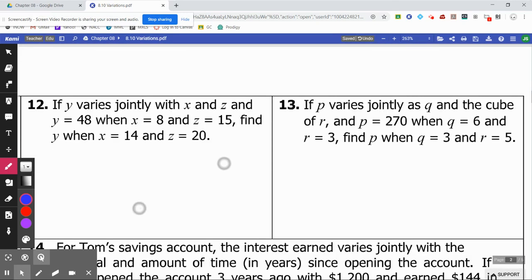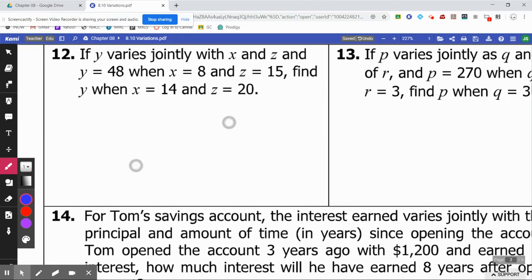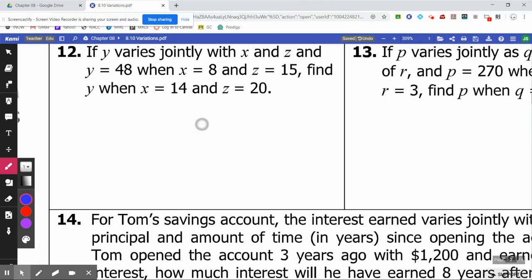Okay, number 12. Now we're dealing with joint variations. You work these the exact same way as we did with the equations earlier. If y varies jointly with x and z, that means that you're going to multiply x and z together to get it. And then it gives you a scenario. It says when y is 48, x is 8, and z is 15. So plug all that in.